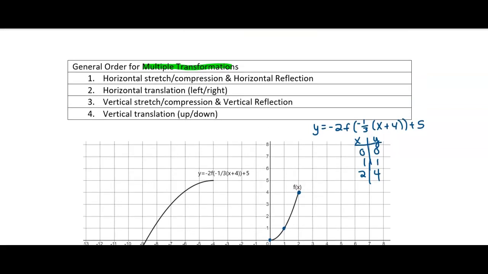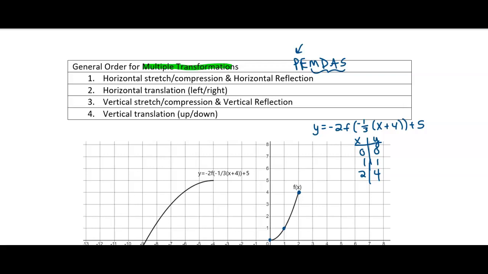Okay. Now, these kind of work like PEMDAS. I don't know if you've ever heard, please excuse my dear Aunt Sally. But you kind of start within those parentheses, so the inside of the function. And when you're inside there, you follow these order of operations. And then once you're done with the inside of the function, then you work your way out. So some people like to think about PEMDAS, but if that confuses you, don't worry about it. Just memorize these steps. But generally, you want to start with any horizontal stretch, compression, or a horizontal reflection.